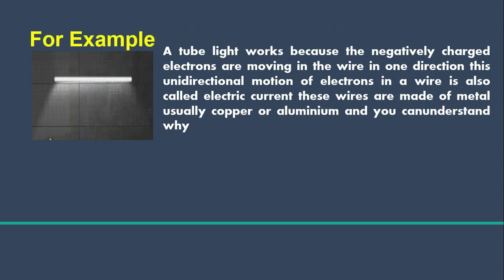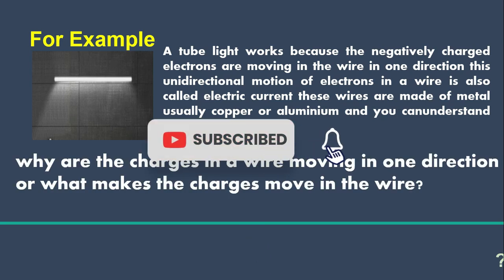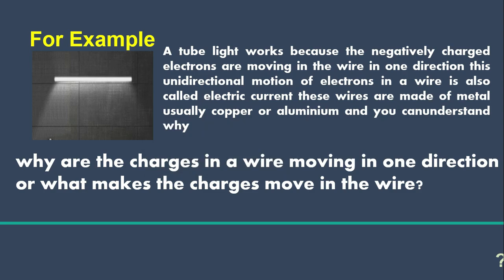Now in the appliances in our home, for example, a tube light works because the negatively charged electrons are moving in a wire in one direction. This unidirectional motion of electrons in a wire is also called electric current. These wires are made up of metals, usually copper or aluminum, and you can understand why.